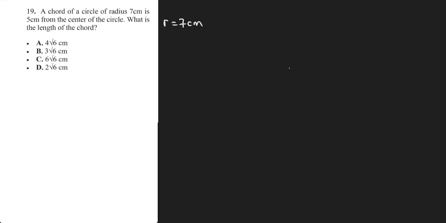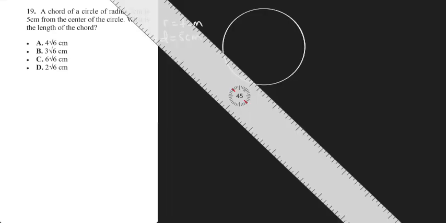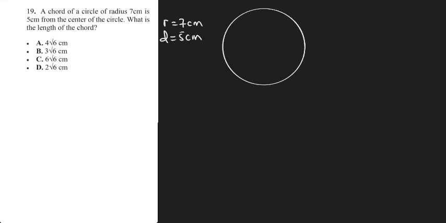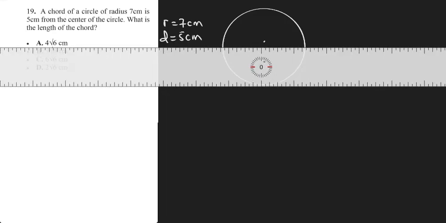So let's make it D. The distance from the center to the chord is 5 centimeters. So let's represent this on a circle. We have a circle like this. Let's assume this is the center of the circle, with a radius of 7 centimeters and a chord. You know a chord does not pass through the center. Remember the distance from the chord to the center is 5 centimeters. So that means the line is going to be somewhere here.